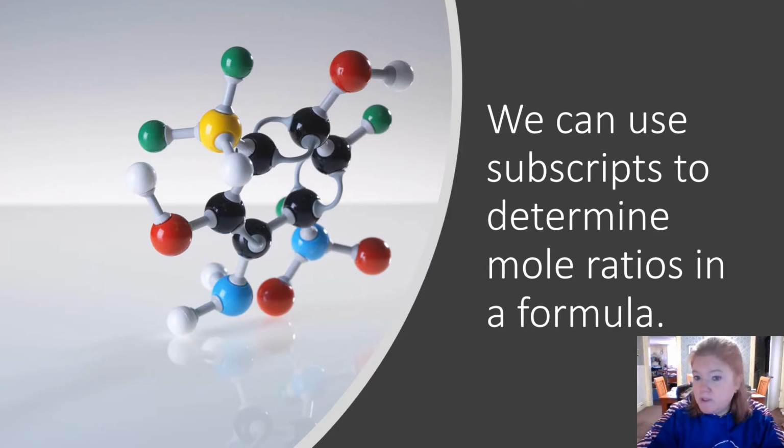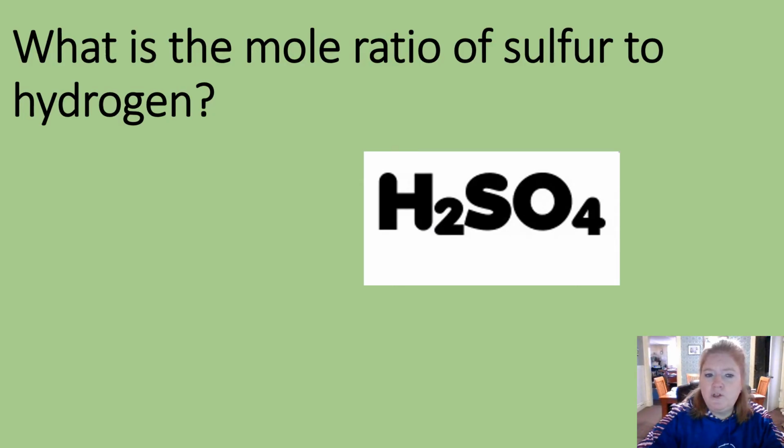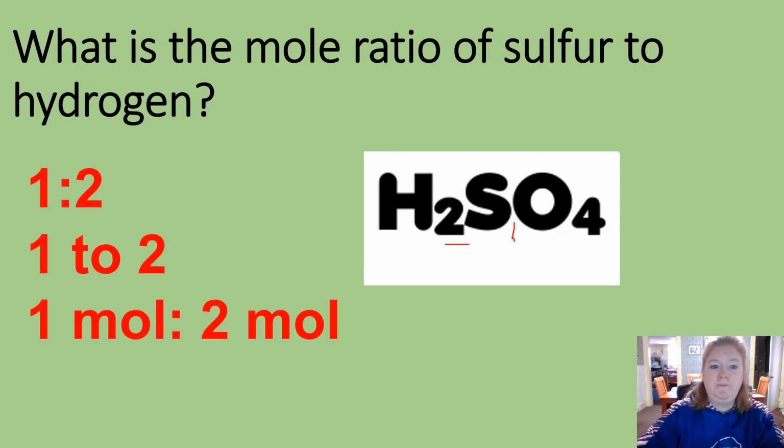We can use subscripts to determine mole ratios in a formula. What do I mean? Well, what is the mole ratio of sulfur to hydrogen? Well, in this formula, sulfur does not have a coefficient, so it would be a 1. Hydrogen does have a coefficient, it is 2. So the mole ratio is 1 to 2. We can write it like this as a ratio, or like this, or like this. All correct answers.